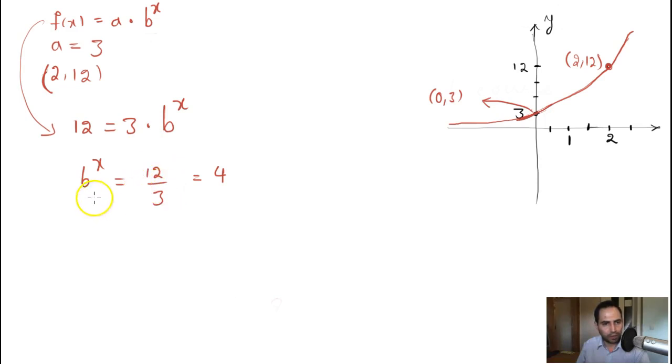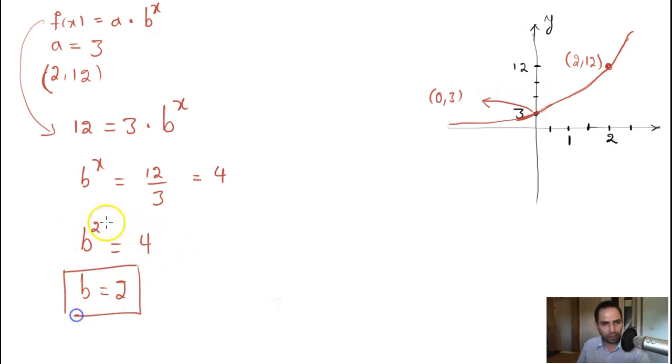So now I can write b raised to the power x is equal to 4. Your input here is equal to 2, so b raised to the power 2 is equal to 4. So this b, of course, is equal to 2, because 2 raised to the power 2 is equal to 4.